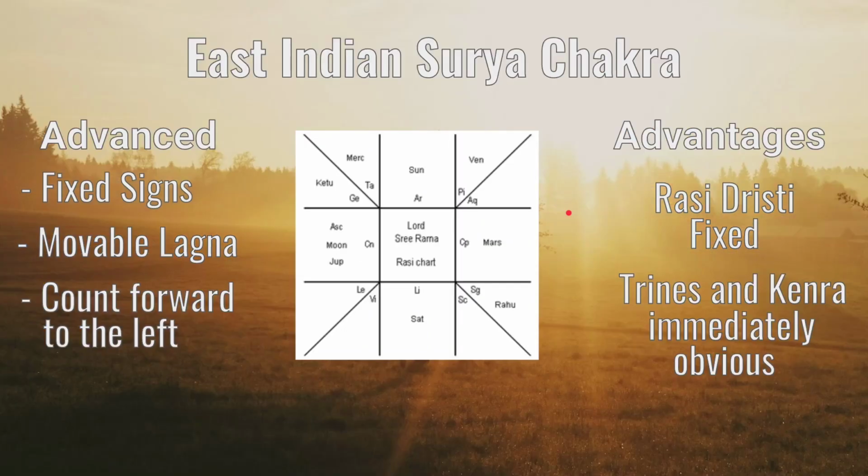The last one is called the East Indian Chakra. The East Indian Chakra is kind of like mixing both the chakras together. It has signs that are fixed, so Aries is always the top. Taurus, Gemini, Cancer, Leo, Virgo, Libra, Scorpio, Sagittarius, Capricorn, Aquarius, Pisces, right? We have the same Brahmastan, so we know it's a Vedic chart. We have the space in the middle.